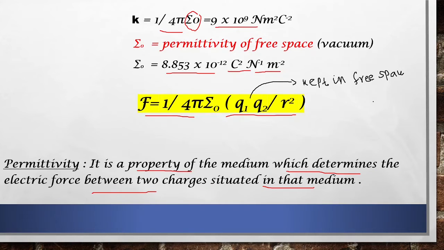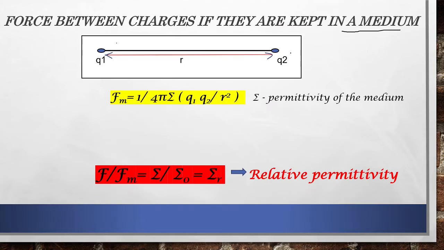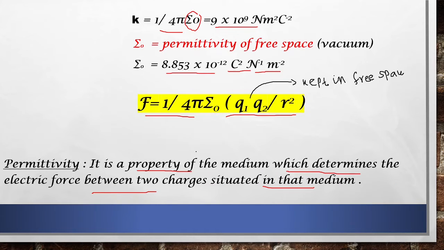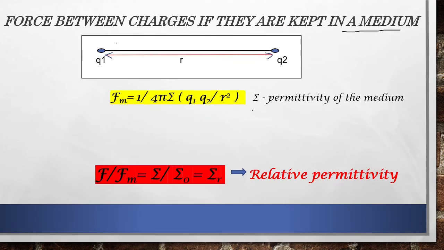In the last slide you have seen here we used epsilon naught, that is permittivity of free space. Here we use epsilon, which is the permittivity of the medium. Now let's take the ratio of the force in the free space and also the force in the medium. Taking the ratio F by Fm, F is the force of the charges when it is kept in the free space and Fm is the force of the charges when it is kept in a medium.